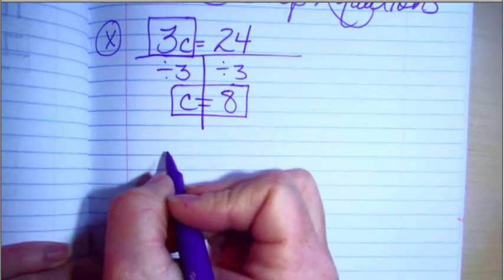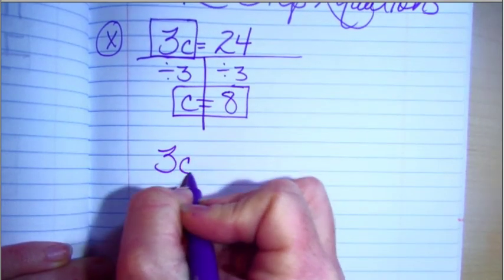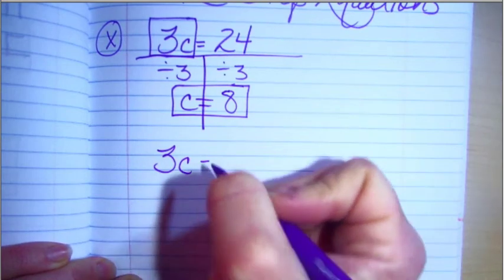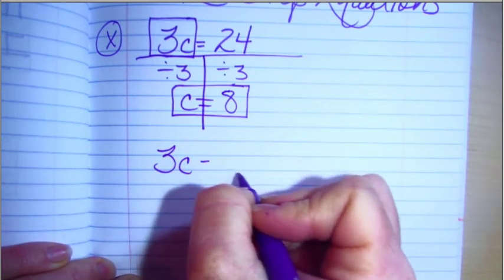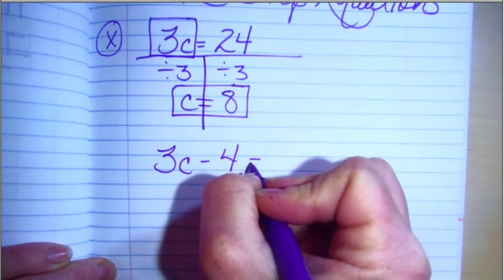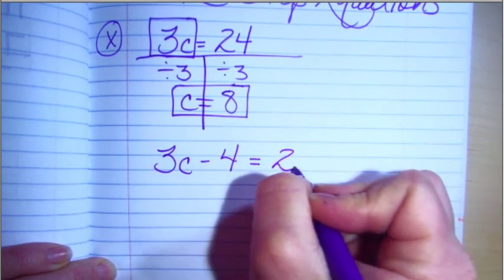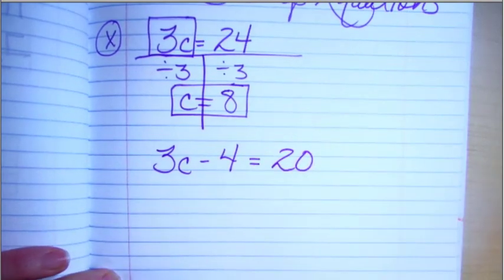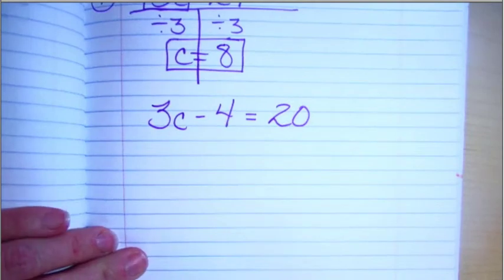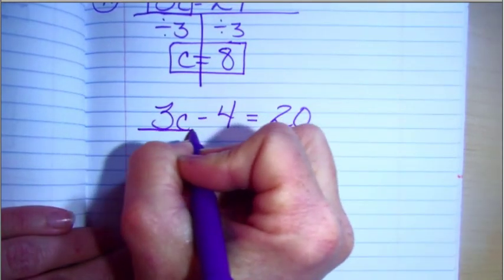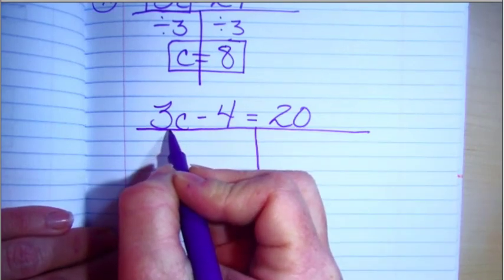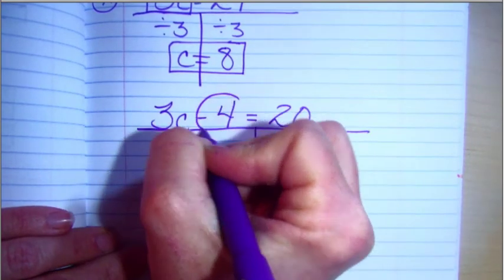So if I have 3c minus 4 equals 20, I've got more than one operation going on in here. But you're going to do the exact same thing. You always want to take care of the coefficient last and take care of the easy stuff first.